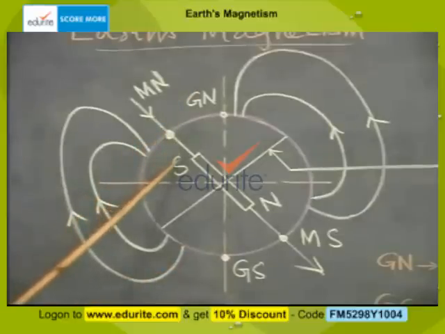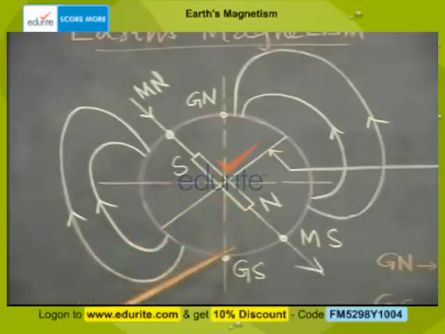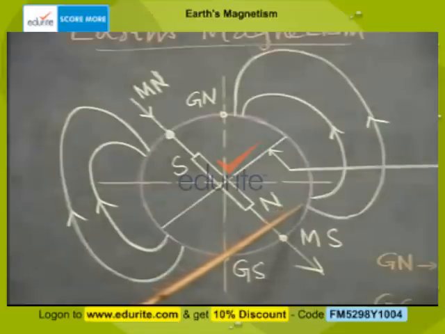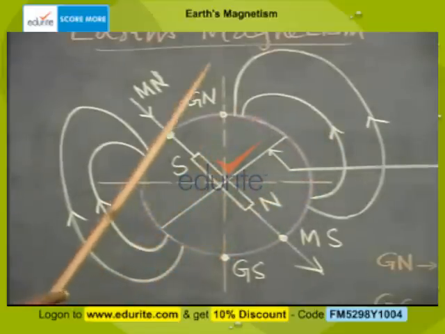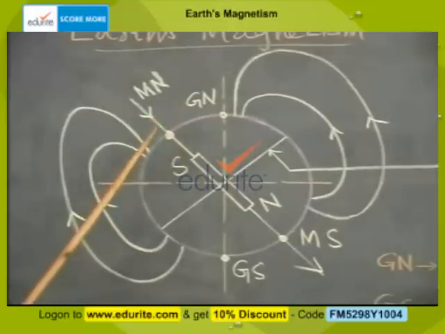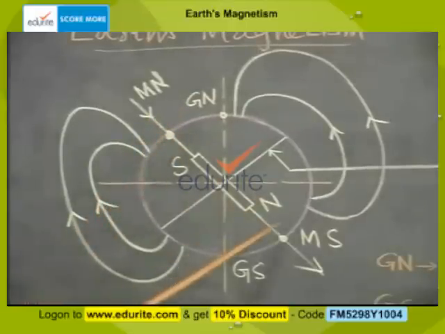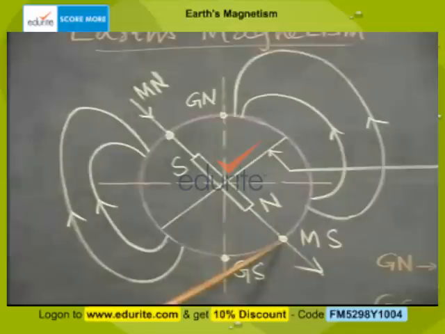The south pole of Earth's magnet lies in the northern hemisphere and the north pole in the southern hemisphere. The Earth's magnetic lines emerge from the Earth's surface in the southern hemisphere and re-enter in the northern hemisphere. The two places at which the magnetic needle becomes vertical are called the magnetic poles of the Earth. Clearly, at the magnetic poles, the magnetic field of the Earth is vertical, that is, perpendicular to Earth's surface.